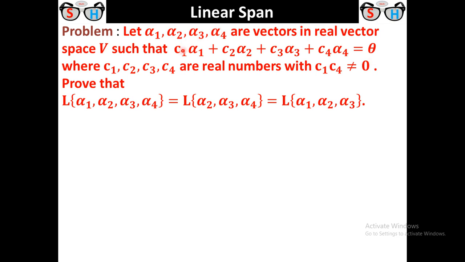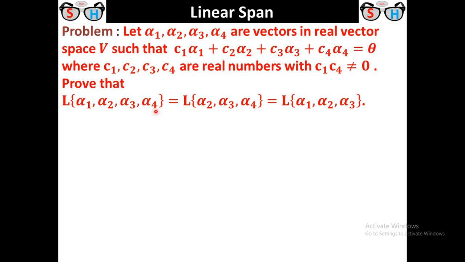Clearly the coefficients C1, C2, C3, C4 are real numbers, with another condition given: C1 C4 is not equal to 0. Since C1 and C4 are real numbers and their product is non-zero, we can conclude that C1 and C4 are both non-zero real numbers. However, we have to show that L of alpha 1 alpha 2 alpha 3 alpha 4 equals L of alpha 2 alpha 3 alpha 4 equals L of alpha 1 alpha 2 alpha 3.